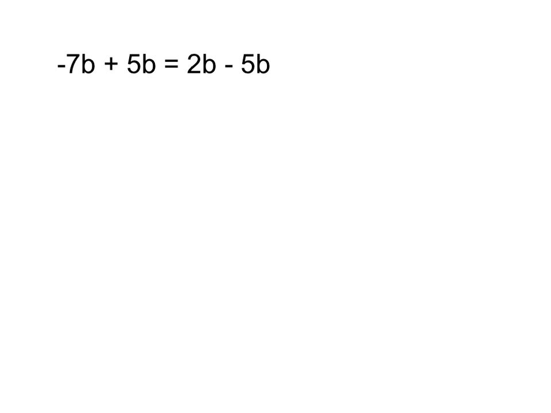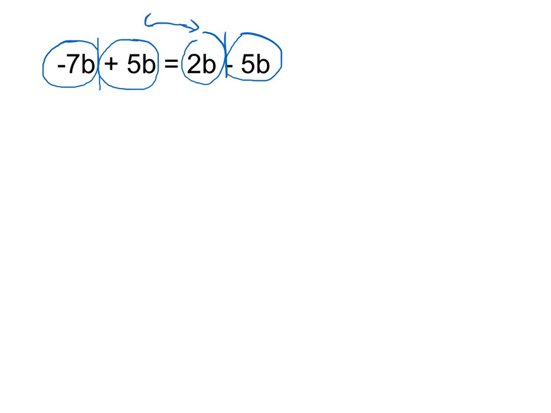The first step with multi-step equations is always to simplify both sides of the equal sign. Oftentimes that means distributing or combining like terms, and sometimes both. In this case, I need to combine my like terms. Now, here's a common mistake. Can I just circle all of these and combine them all? The answer is no. You cannot combine terms that are on different sides of the equal sign. You can only combine like terms if they're on the same side of the equal sign. So I'm going to get rid of this right now because I cannot combine those.